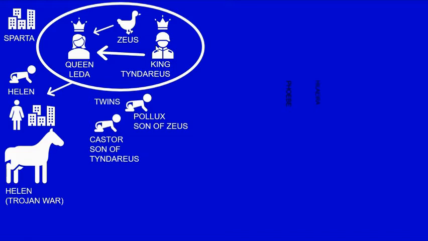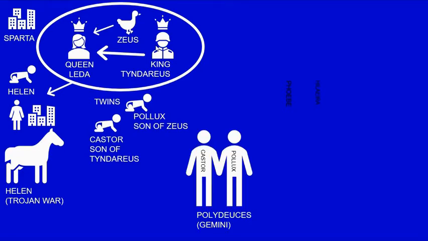Helen grew up to be the Helen of Troy, the Helen that started the Trojan War and ended with the Trojan horse. That's why I included that horse icon right there. But these two twins, Castor and Pollux, grew up and in another story they became Gemini, one of the signs of the zodiac. Well, that's these two kids right here.